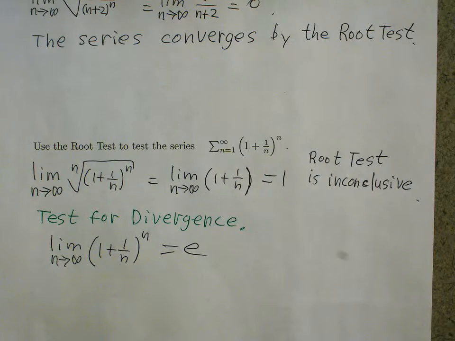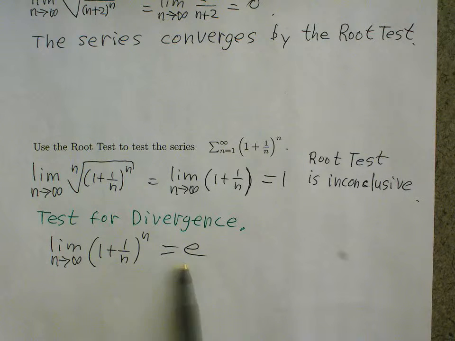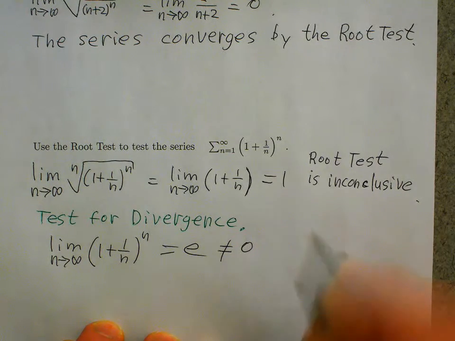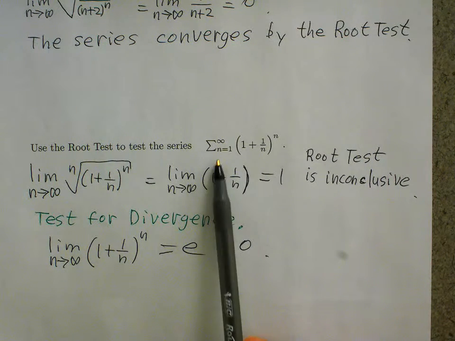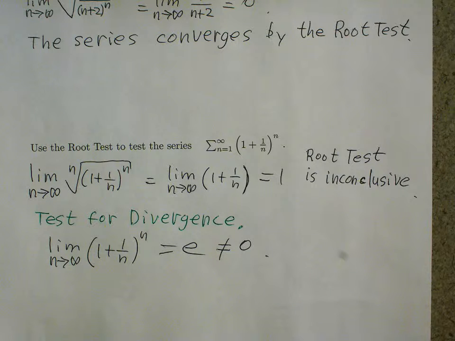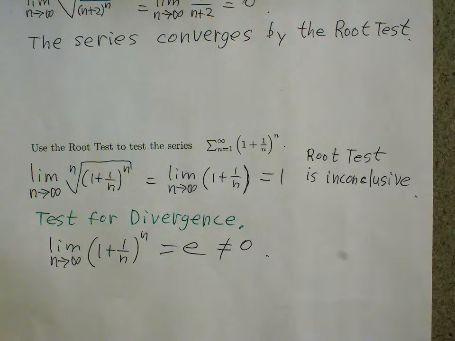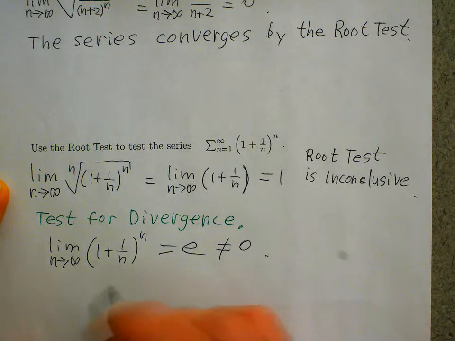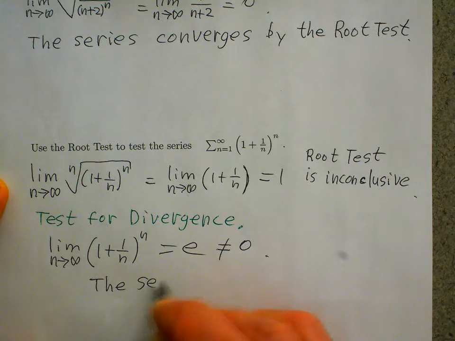If you took college algebra here, you might have seen that expression when you were deriving the continuous compound interest formula. This expression pops up in the derivation of that formula. But this limit is equal to e, and since e does not equal 0, we conclude that this infinite series diverges by the test for divergence. So the series diverges.